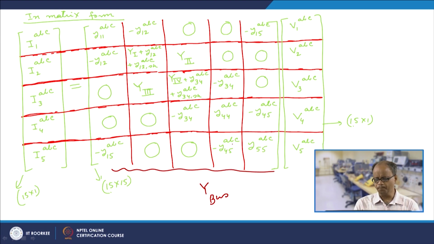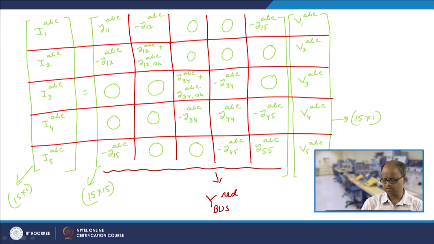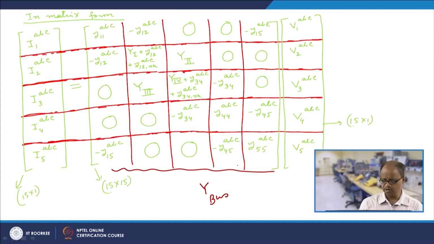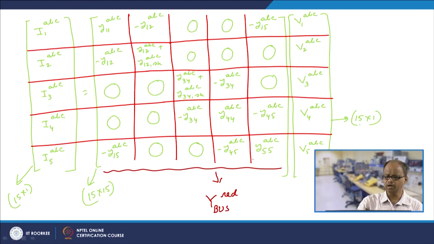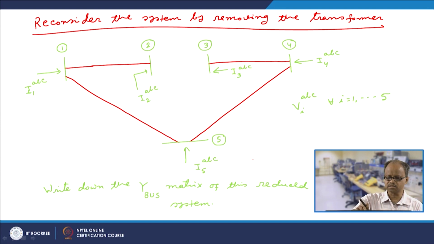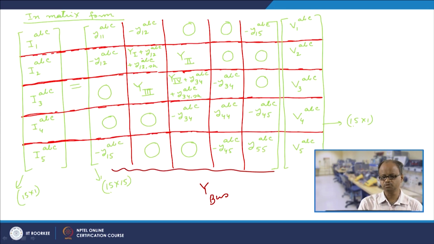Now, if we just compare this Y bus matrix and Y bus reduced matrix, I find that almost all the elements are identically the same, except at these 4 elements. Here Y1 is added, here Y2 is added, here Y3 is added, and here Y4 is added.